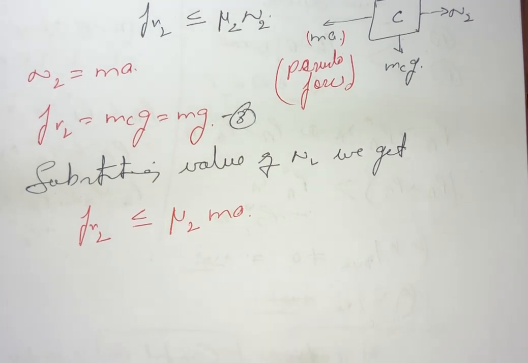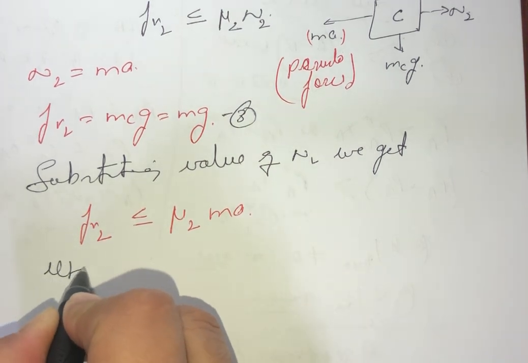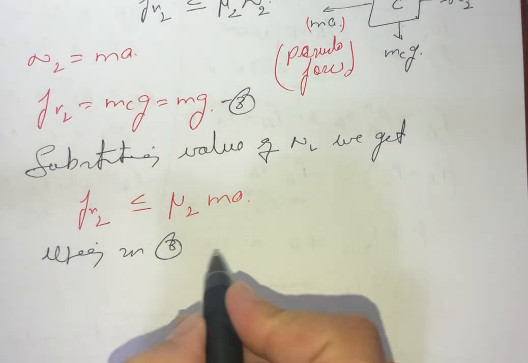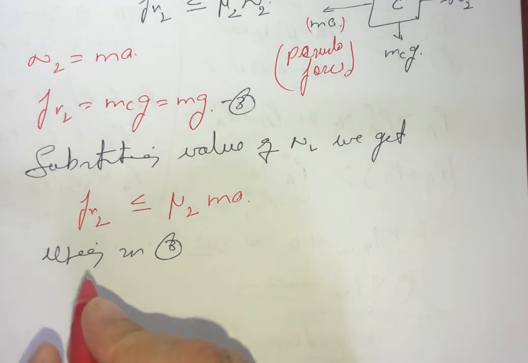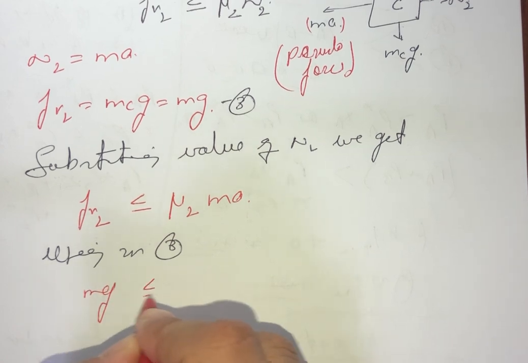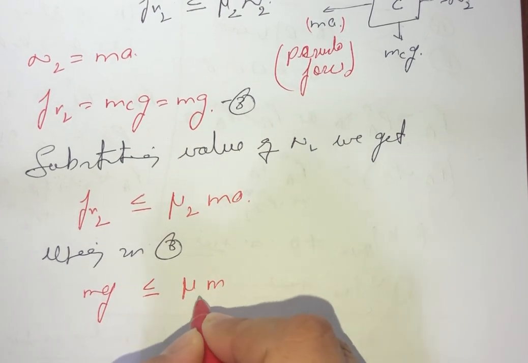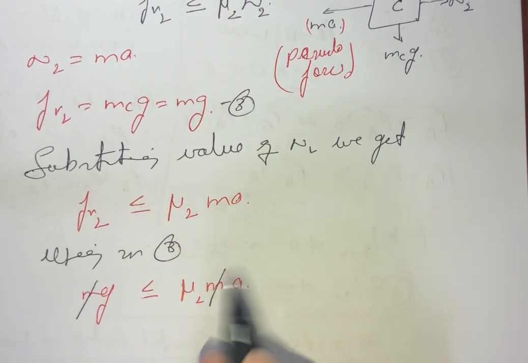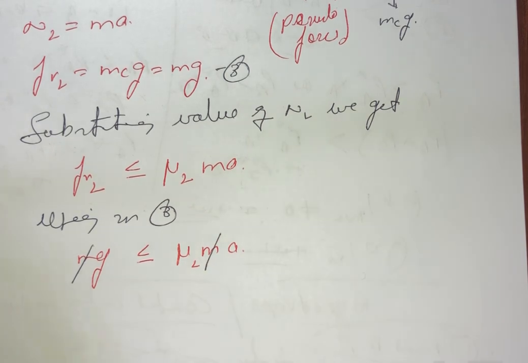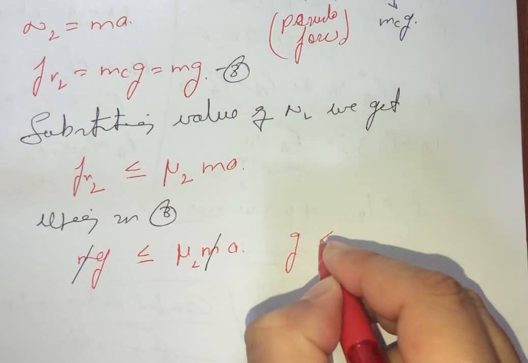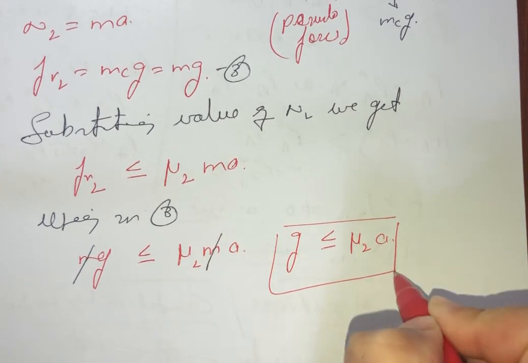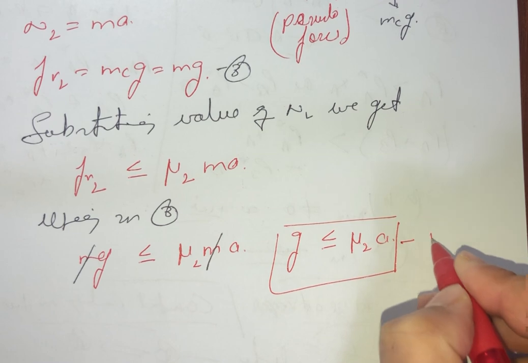So from here we can say that using equation 3 we get mg is less than equal to mu2 MA. Here m cancels out the m, and we get this equation as g less than equal to mu2 a. Let us call this as equation number 4.